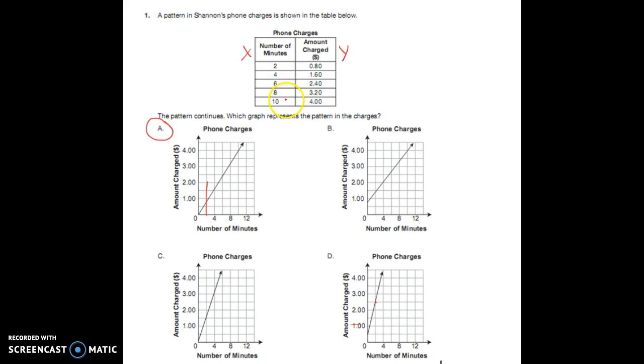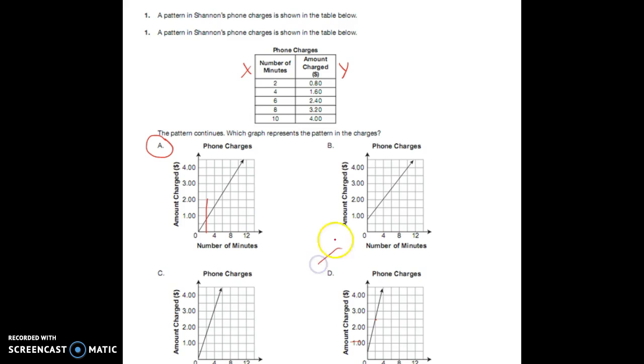Let's just double check a couple more points just to make sure. So we have 10 minutes at $4. So 10 minutes is here, up at $4. So that makes sense. We also have 10 minutes here. 10 minutes is $4. This one definitely, it's not D for sure. And 10 minutes at $4, it's definitely not C. So A would be the correct answer.